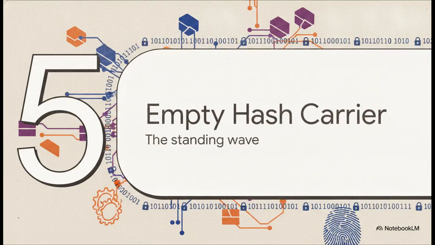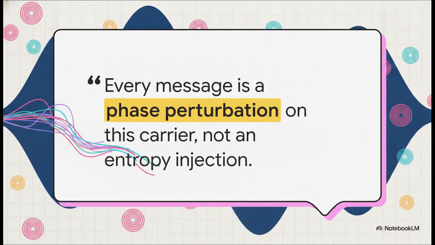Moving right along to part 5, the empty hash carrier. Think of the empty hash, that's the digest you get when you input absolutely nothing, as a standing wave on a vast ocean. When you input a message, you aren't suddenly injecting new entropy or bloating the size of the wave. Not at all. Your message is really just a ripple that changes the wave's phase.